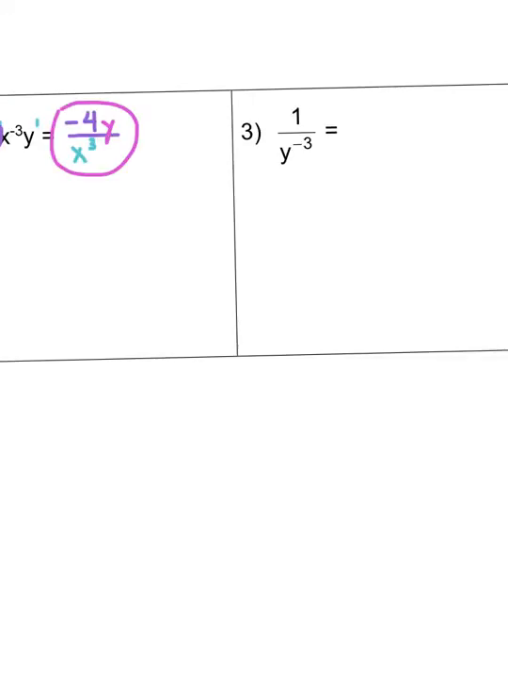On example 3, that is not simplified, and it's not simplified because we have a negative exponent. No negative exponents. He's not happy where he is. Put him in the numerator, and you're done.